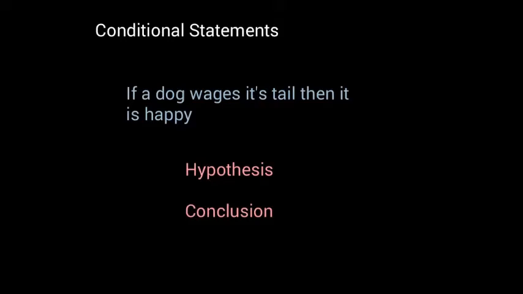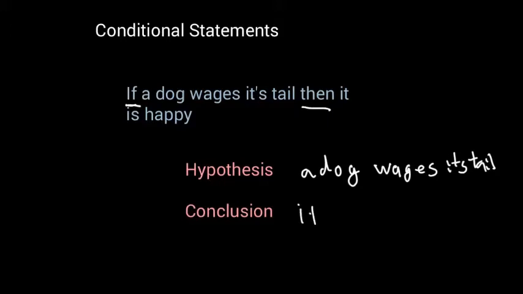Alright, today we're going to work with conditional statements, and our first conditional statement is, if a dog wags its tail, then it is happy. Well, the hypothesis is always going to be what follows if. So our hypothesis is a dog wags its tail. And then our conclusion is what comes after then. So our conclusion, it is happy. So that's how you find your hypothesis and your conclusion for a conditional statement.